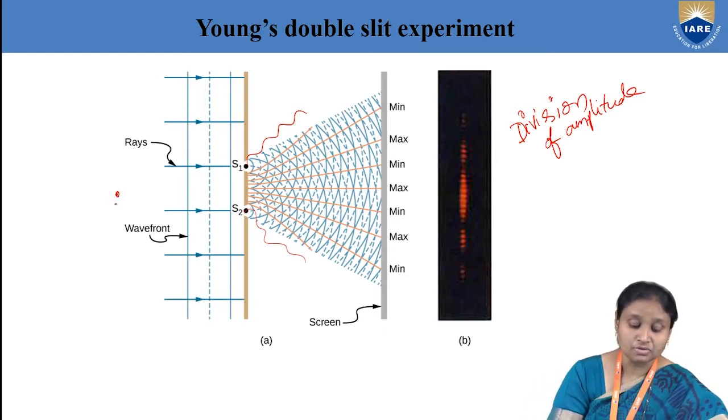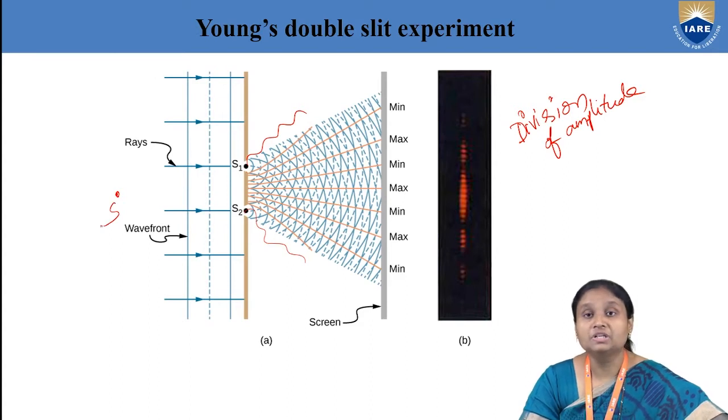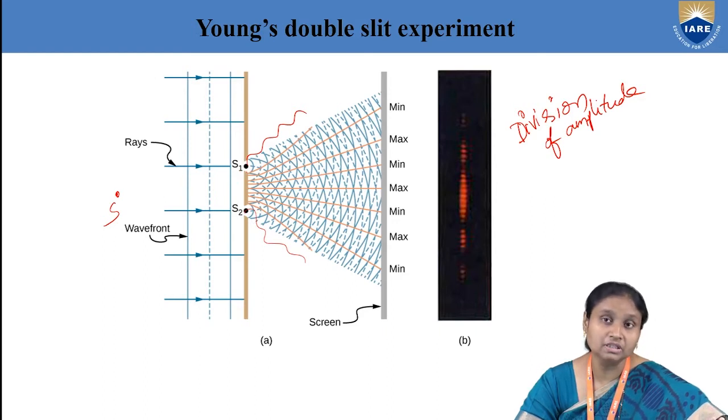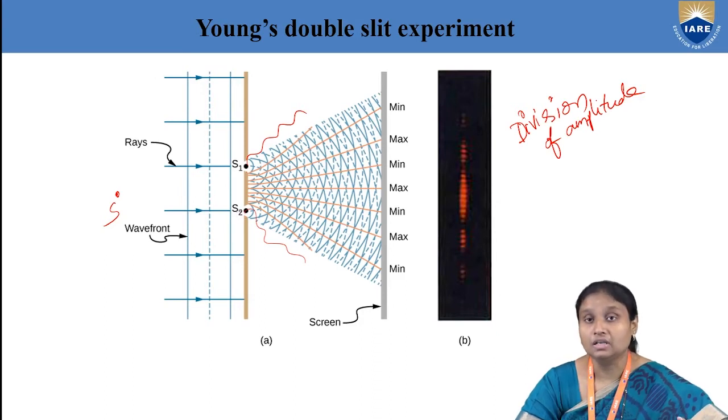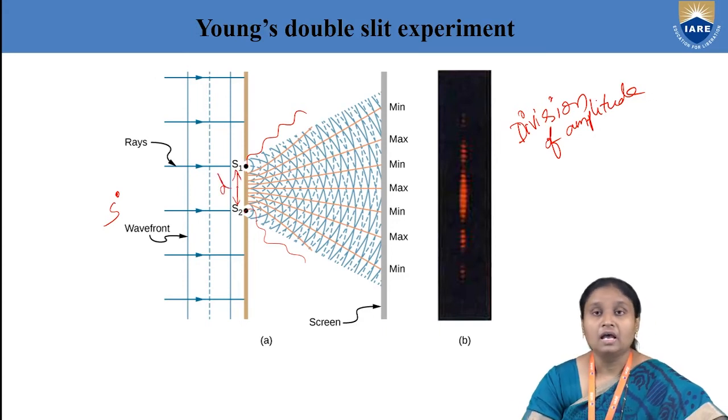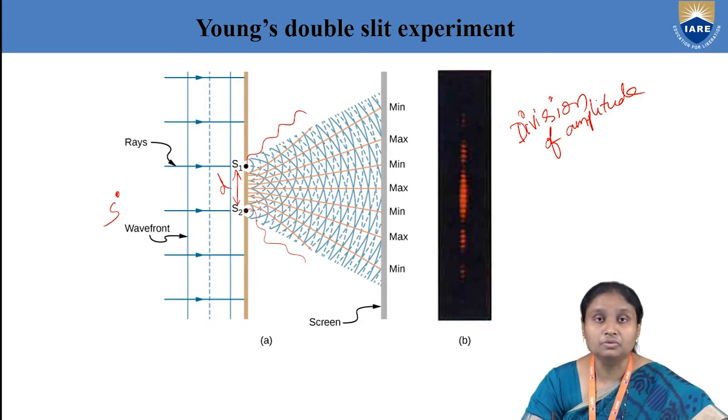Suppose here I have one source. He is making light from that source pass through two pinholes. Light from a single source, actually a monochromatic source which has a single wavelength, is made to pass through two pinholes, and those two pinholes I am calling S1 and S2. These two pinholes S1 and S2 will be very close to each other, and usually the distance between them is maintained as small d. Once your light enters these two pinholes S1 and S2, your light gets divided into two parts.